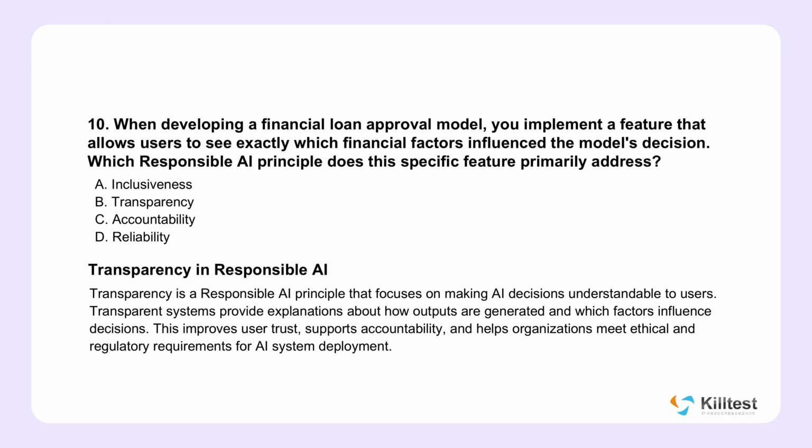Which brings us to our final question and the ultimate requirement for deploying these sophisticated architectures into real-world, high-stakes environments. This is a big one. Here is question 10. When developing a financial loan approval model, you implement a feature that allows users to see exactly which financial factors influence the model's decision. Which responsible AI principle does this address? The correct answer is B. Providing visibility into the factors that influence a loan decision improves explainability, directly addressing the principle of transparency.